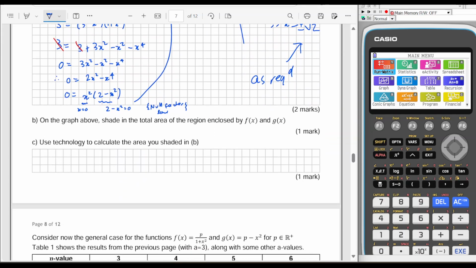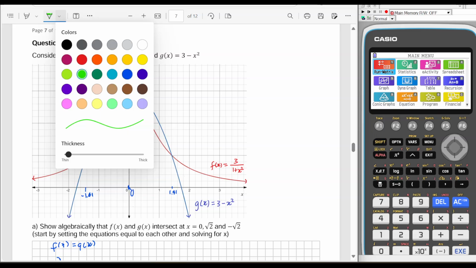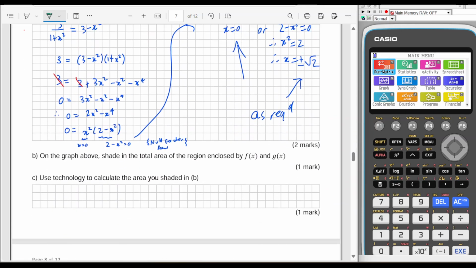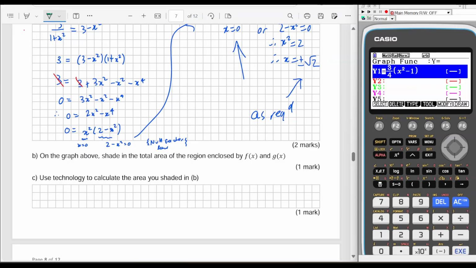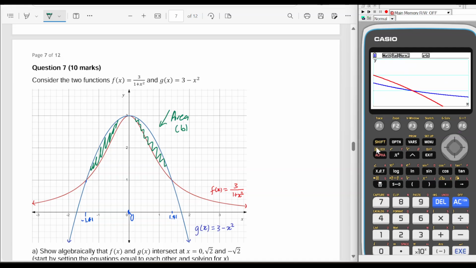Use technology to calculate, oh, we haven't actually shaded the area, shade the area between the functions. So if I want to do that, just pick like a nice color. I might just go green. So that's the total area from B. And we want to calculate the area that we shaded in B. So what I'm going to do is graph these two functions. So I might just delete that one out. And we're going to go 3 over 1 plus x squared. And 3 take x squared. And we'll draw those, and it should hopefully look like what we got.